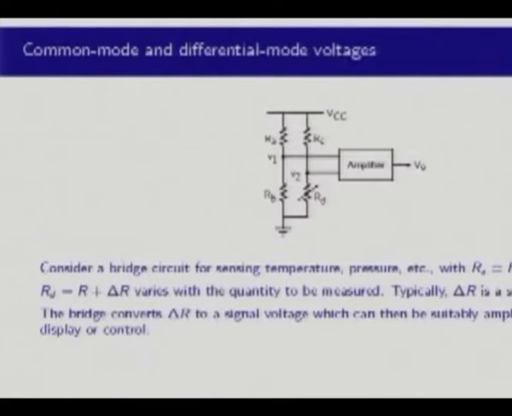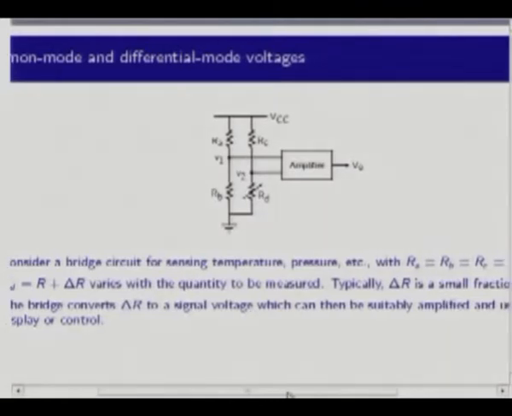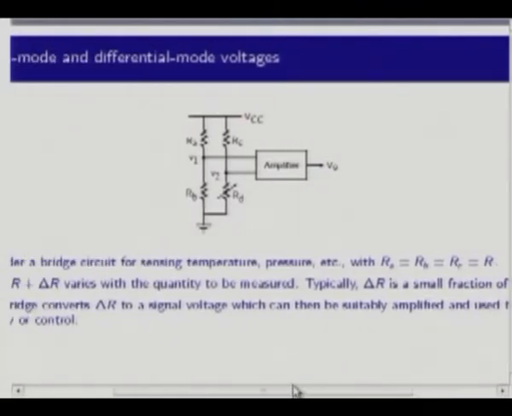So the bridge, what is the purpose of this bridge? The bridge converts this delta R, which is a result of a temperature change or a pressure change, to a signal voltage. And where is the signal voltage taken? That is taken between V1 and V2 here. And of course this voltage is going to be small because delta R is small, and therefore that needs to be suitably amplified, and that is the purpose of an amplifier.